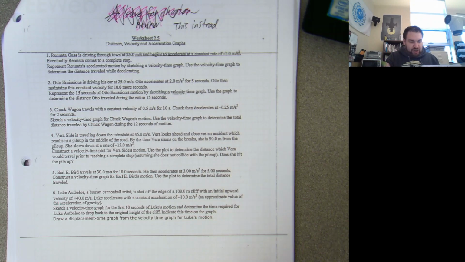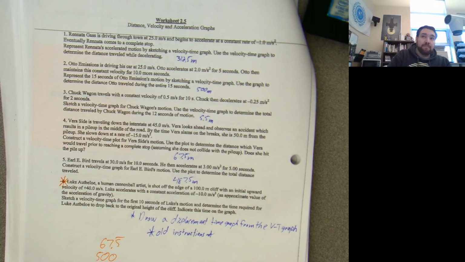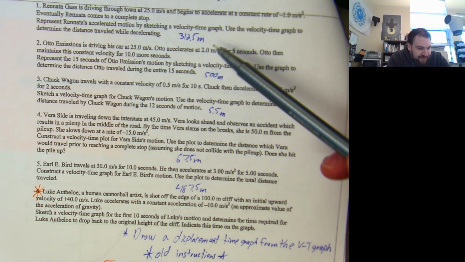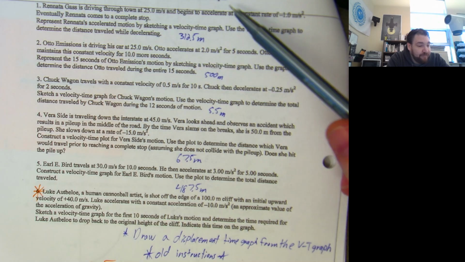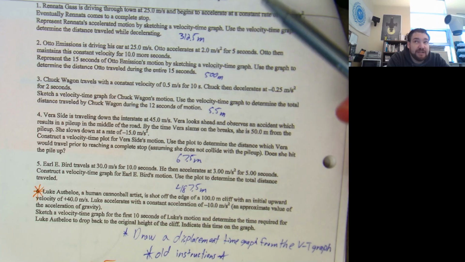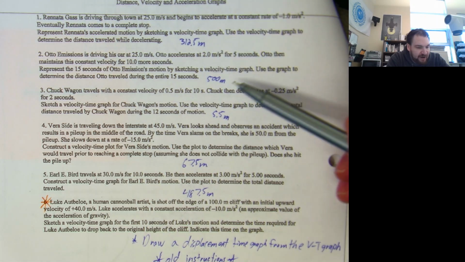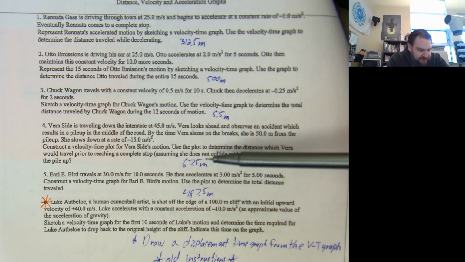Your answers should look like this for each of these questions. If you didn't do these, by all means, write down these answers, so that should you go back and get these things done, you can verify that what I've got is correct. If you did do them and you got something different, let me know. But 312.5, 500, 5.5 meters, 67.5 meters.